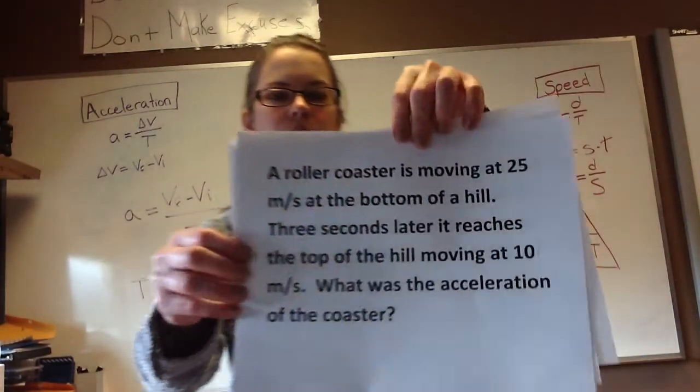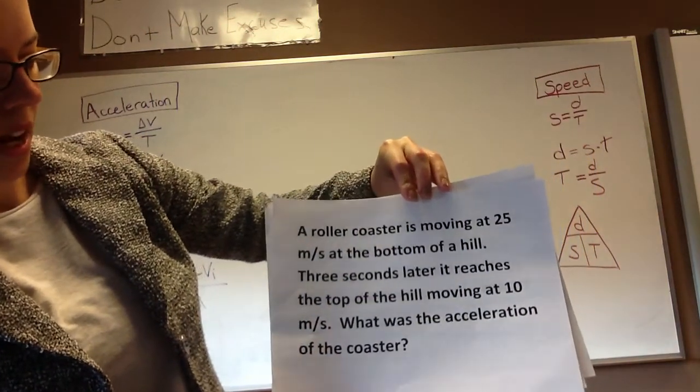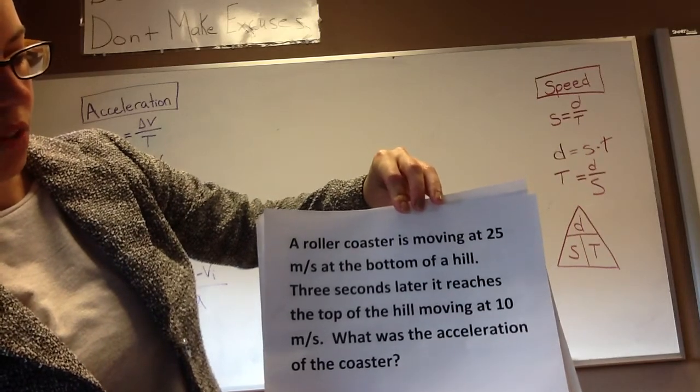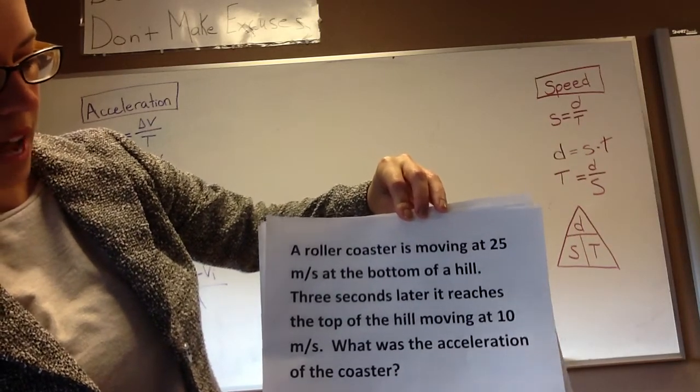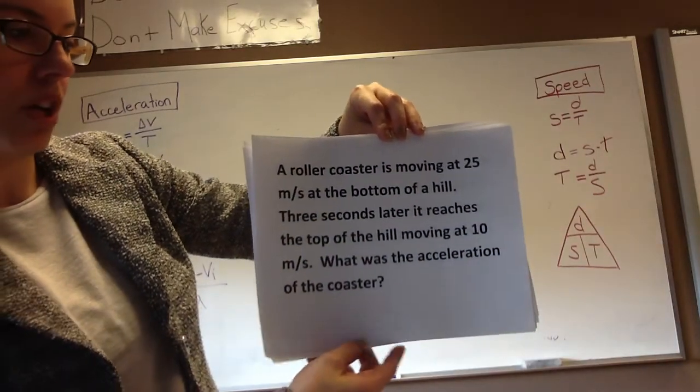A roller coaster is moving at 25 meters per second at the bottom of a hill. 3 seconds later, it reaches the top of the hill going at 10 meters per second. What is the acceleration of the roller coaster?